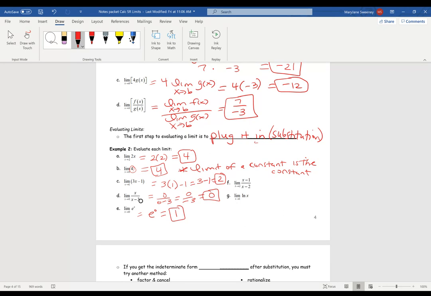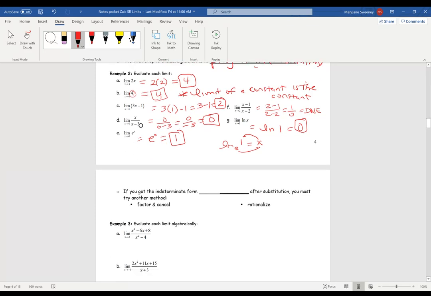E to the 0 is 1, right? Anything to the 0 power is 1. 2 minus 1 over 2 minus 2. 1 over 0, which for limits means does not exist. If you get something undefined, that means the limit does not exist as x approaches that 2. And this is ln 1. ln 1 is 0. We just reviewed natural logs. But just a reminder, the reason that is, is because this is a base of e. So it's saying e to what power gives you 1. E to the 0 gives you 1. So that's why the answer is 0.